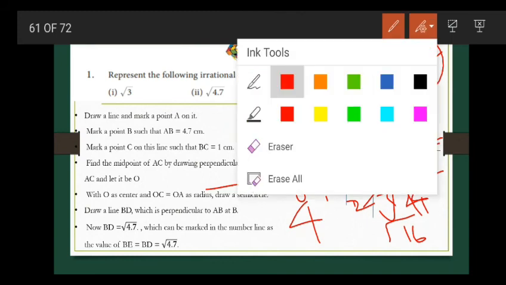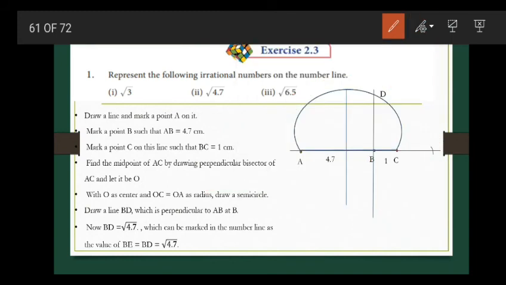So first you have to see whether the given number is rational or irrational. If an irrational number is given, you have to represent it like this on the number line. Suppose they have given 4.7 bar. How to represent these on a number line? That we will see in this video.